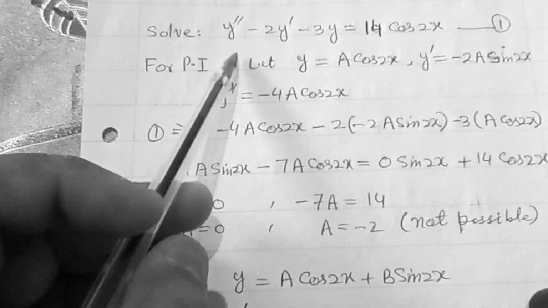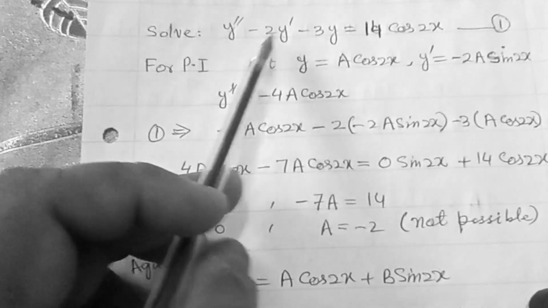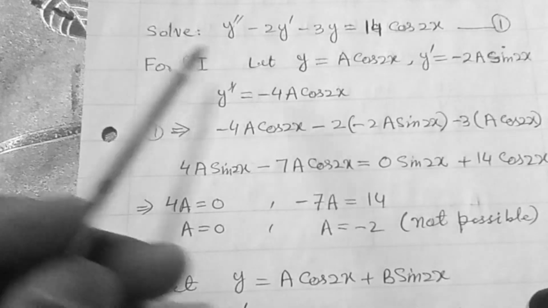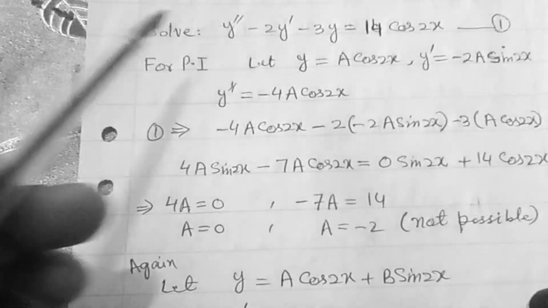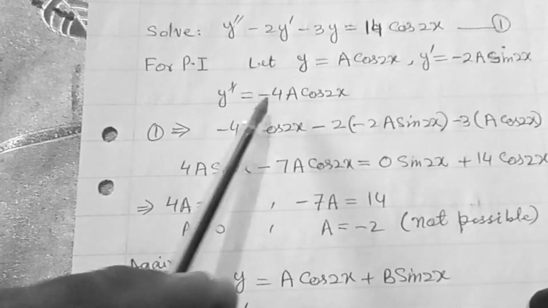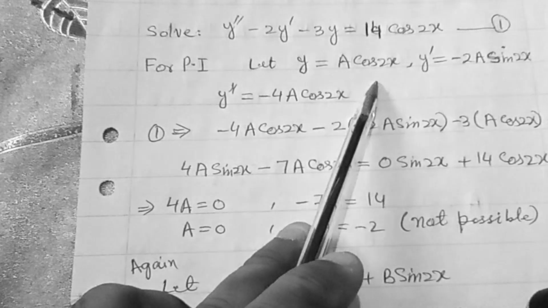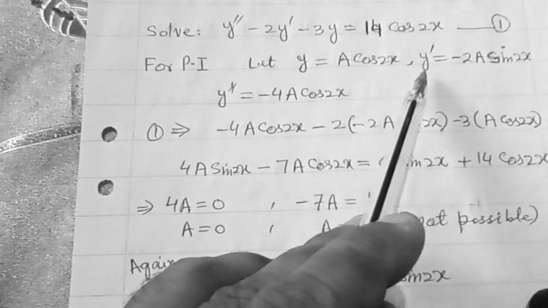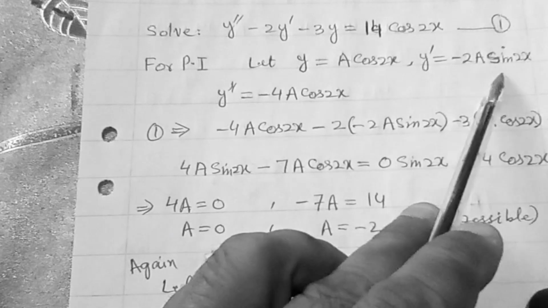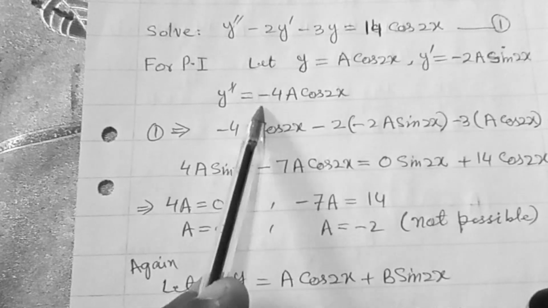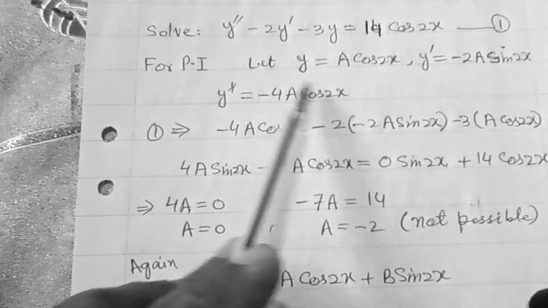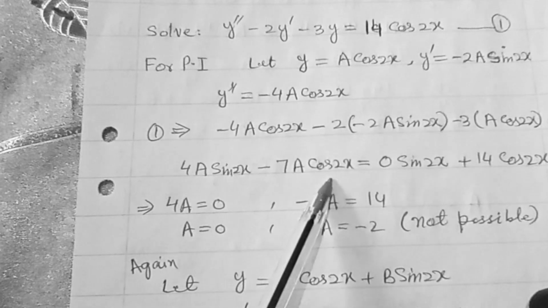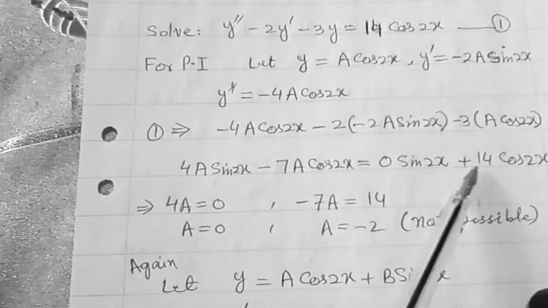Here we have the differential equation y double prime minus 2y prime minus 3y is equal to 14 cos 2x. So on the left hand side, we have trigonometric terms, so we will consider here y is equal to a cos 2x. Because we need y prime and y double prime, we will find them: y prime will be minus 2a sin 2x, and y double prime will be minus 4a cos 2x. So I'll substitute all the values in equation number 1. So equation number 1 becomes 4a sin 2x minus 7a cos 2x is equal to 0 times sin 2x plus 14 cos 2x.